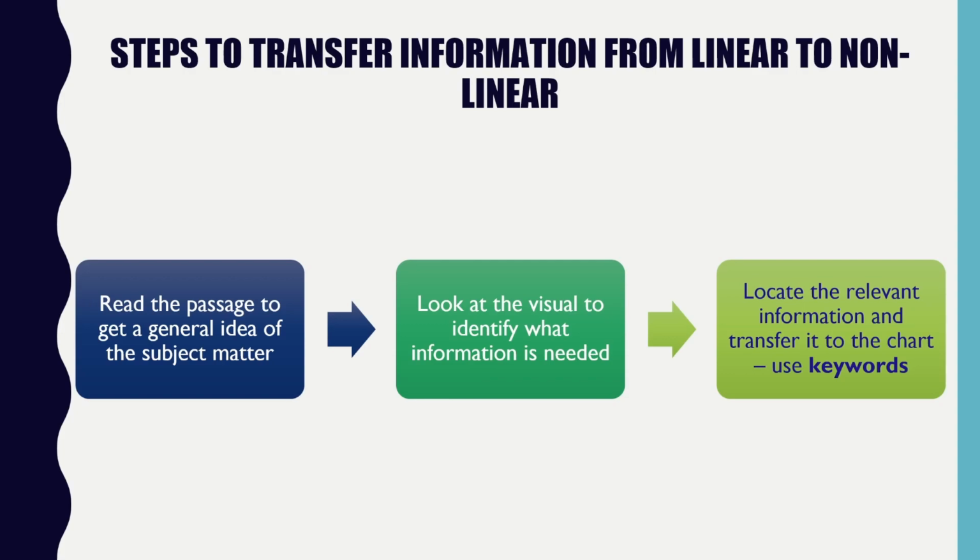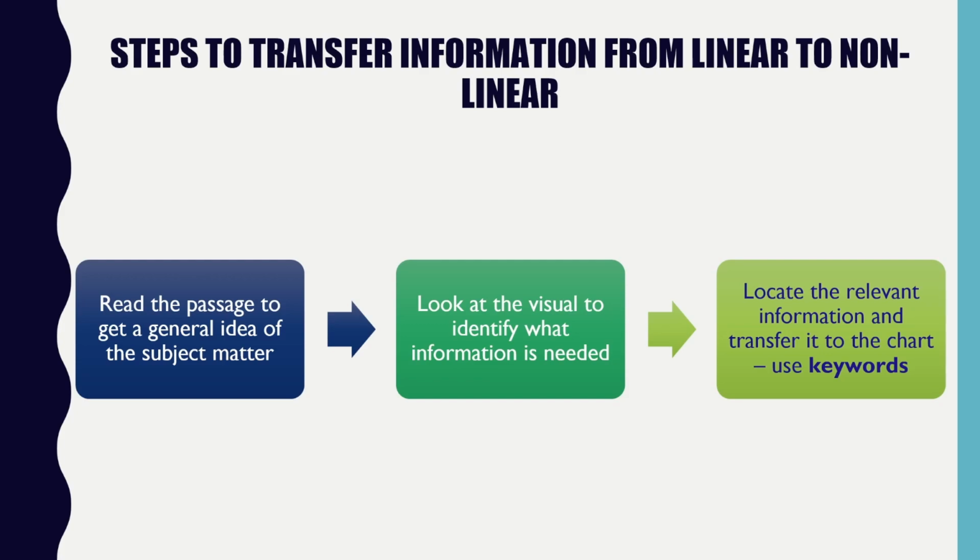Okay, if you want to transfer from chart to text, locate the relevant information that you want to know. For example, the title, the biggest thing, the smallest thing. If there are changes, then you transfer it into words using the phrases that have been given in the previous slide. Okay, that is basically the steps to transfer the information from linear to non-linear and non-linear to linear.